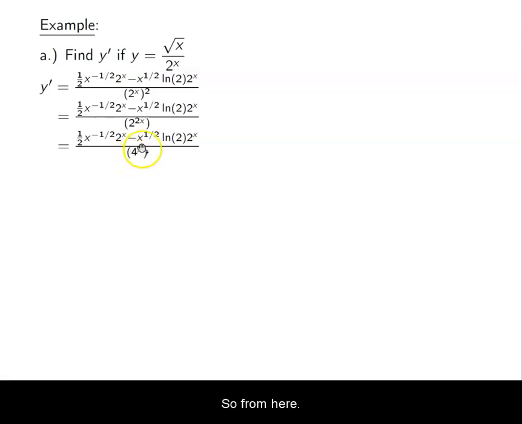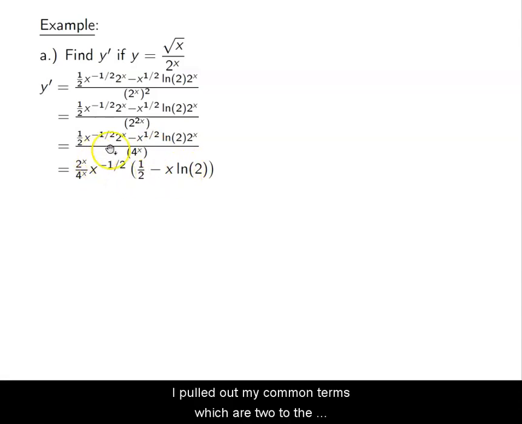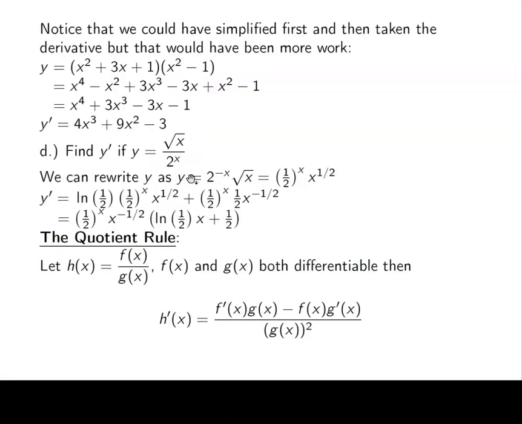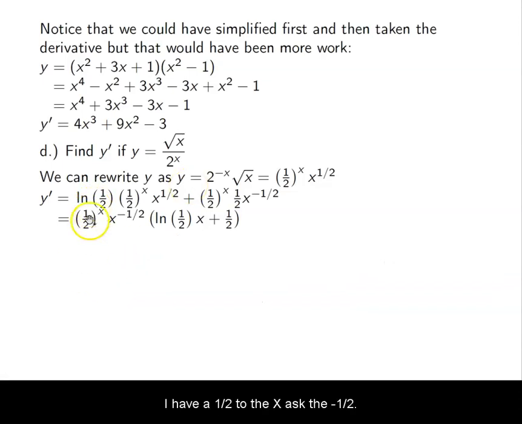From here, I pulled out my common terms, which are 2 to the x on the top, 4 to the x on the bottom. Each of these have an x to the 1/2, so I pulled out that x to the negative 1/2. I'm left with 1/2 on the inside, and then here, as we saw before, that bumps up to an x, and I have my natural log of 2. So that's what's left over on the inside. I am going to simplify this further, but look and see what we have compared to what we had last time.